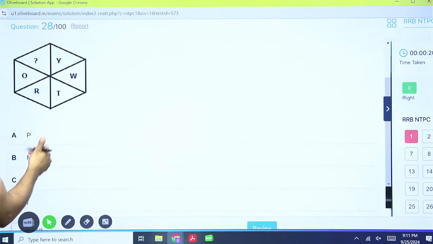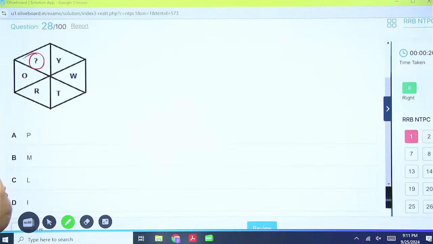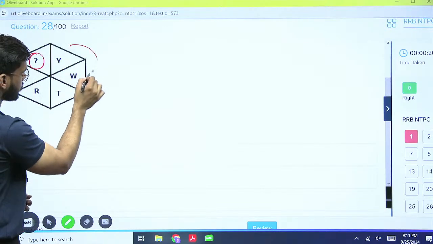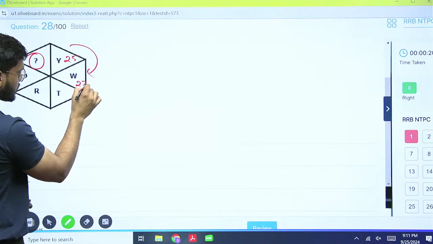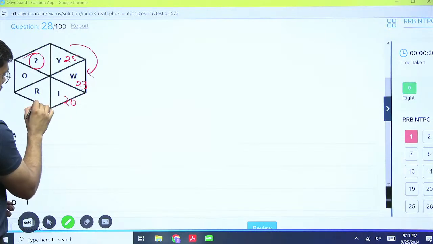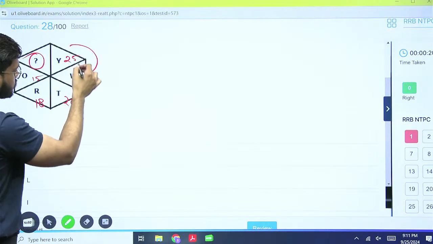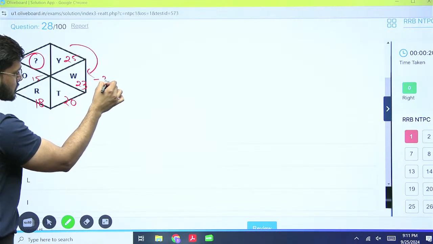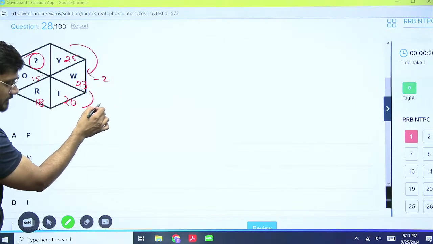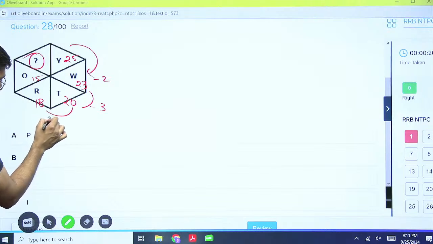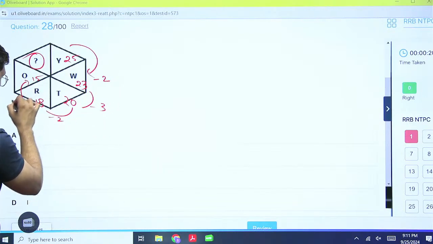Okay, we have to find the answer that can replace this question mark. So if we compare this y with w, then y comes at the 25th position, w comes at 23, t comes at 20, r comes at 18, o comes at 15. So while going from 25 to 23, we have to subtract 2. From 23 to 20, we have to subtract 3. Then 20 to 18, minus 2. The pattern is going minus 2, minus 3, minus 2, 18 to 15, minus 3.